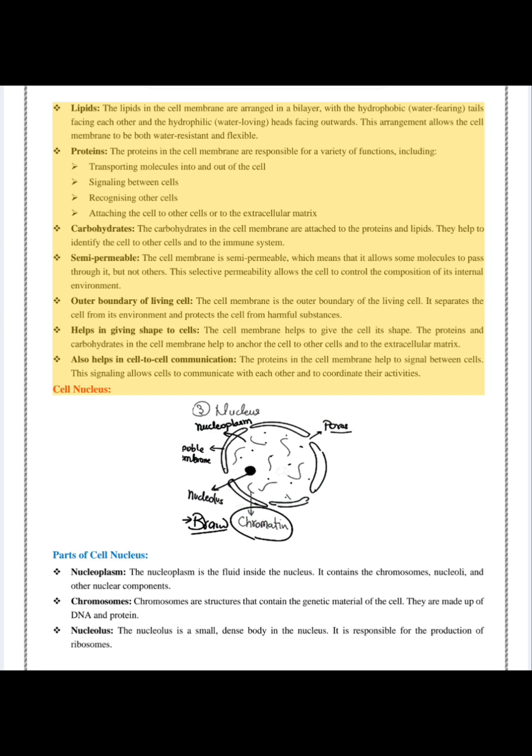Semi-permeable. The cell membrane is semi-permeable, which means that it allows some molecules to pass through it, but not others. This selective permeability allows the cell to control the composition of its internal environment.